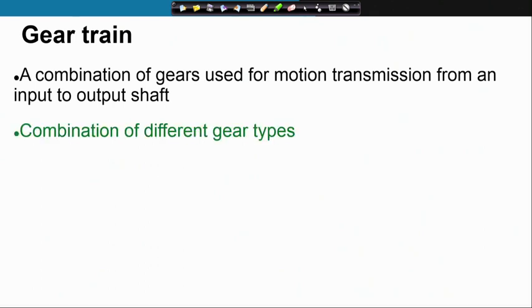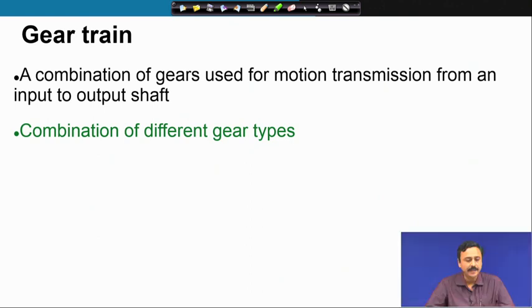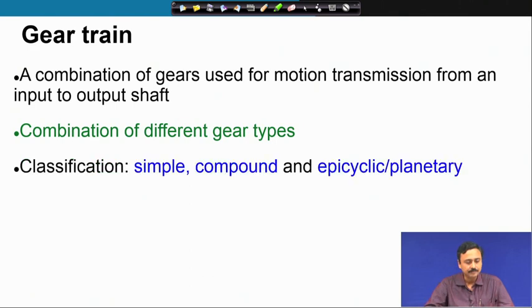This is a gear train. There can be a combination of different types of gears. For example, you can have spur gears, bevel gears, and combinations of them. We classify gear trains as simple, compound, and epicyclic or planetary gear trains.